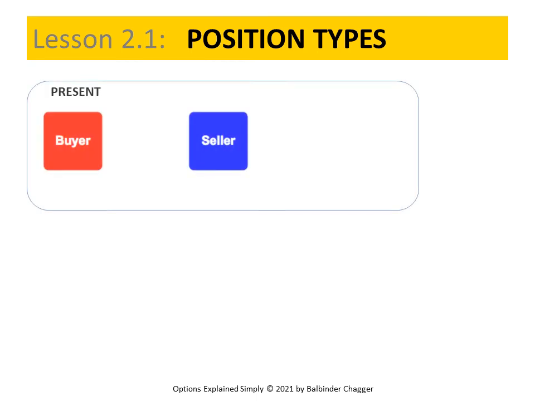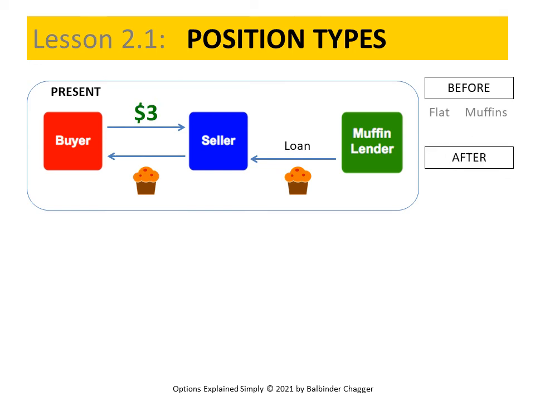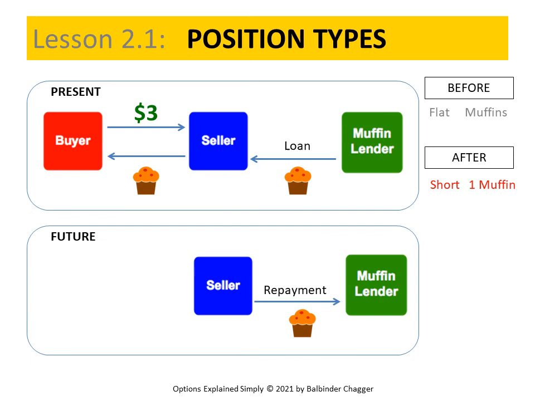Now suppose we walk into the cake shop and the shop is flat muffins, meaning it has no muffins. Can it still sell and deliver a muffin to us? Yes, it can, if it can first borrow a muffin from somewhere, say from a neighboring cake shop. The sale will result in the shop being short one muffin, meaning it owes a muffin to the lender. Eventually, it will have to return a muffin to the lender and perhaps pay some borrowing charges too.